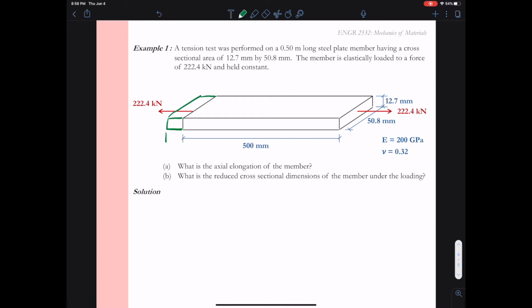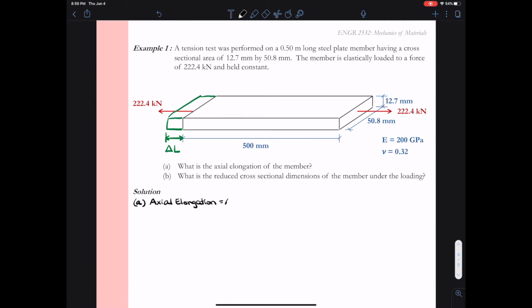We want to know what the elongation of the member is, all right? So that's what I sketched here in green. As we pull on this, the member is going to stretch in the axial direction some amount, delta L, and delta L is the axial elongation of the member. Part B, we're going to talk about coming up with the reduced cross-sectional dimensions for the member. So let's start here with part A. Part A, we want the axial elongation.